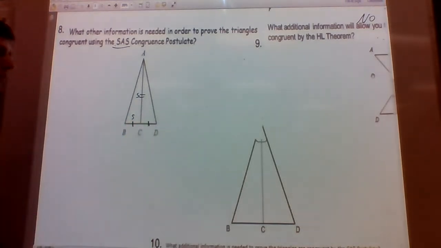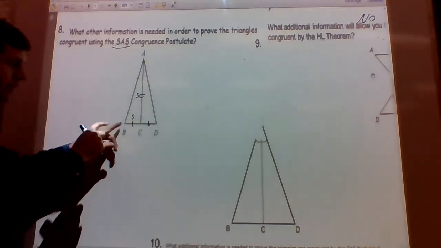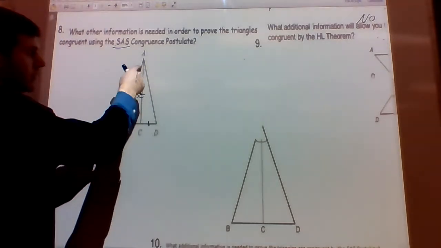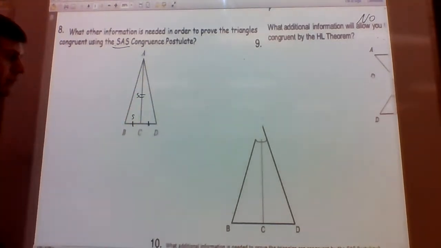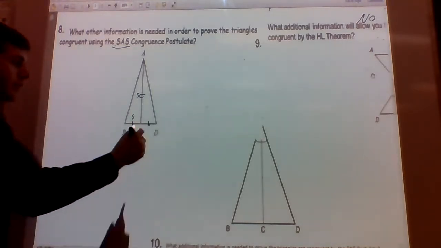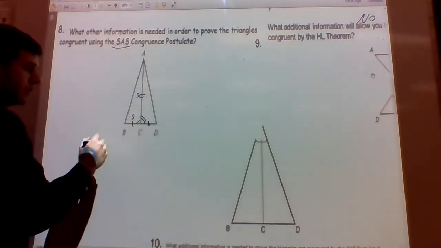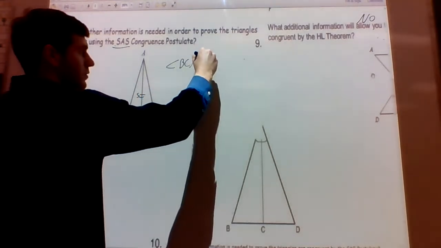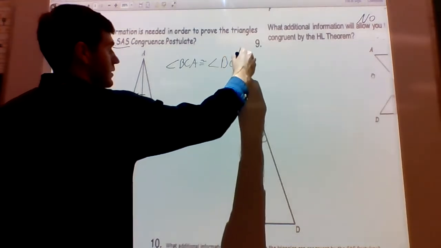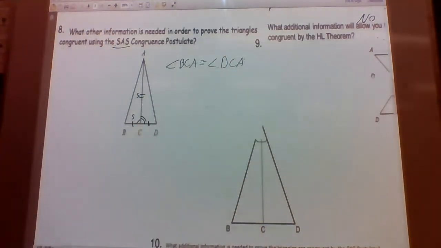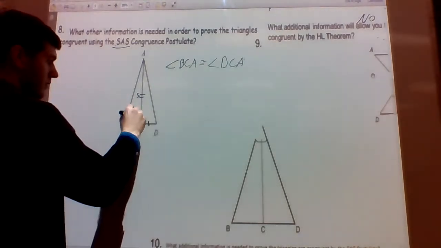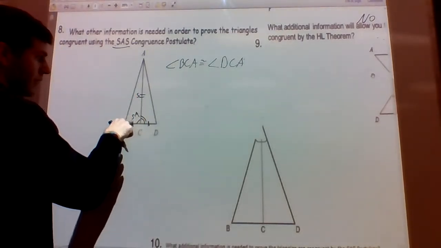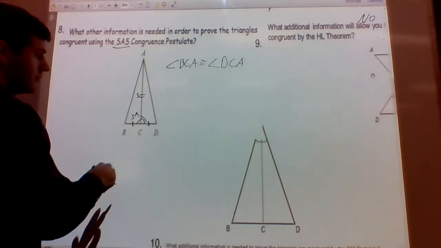okay, which means the angle in between. But if we pick this angle, we'd have angle side side. If we pick this angle, we'd have angle side side. Okay. So for side angle side, we need the included angle. We need the angle in between. So we need the angle BCA to be congruent to angle DCA. Okay, the included angle, this angle in between the two sides. Side, angle, side. Side, angle, side.